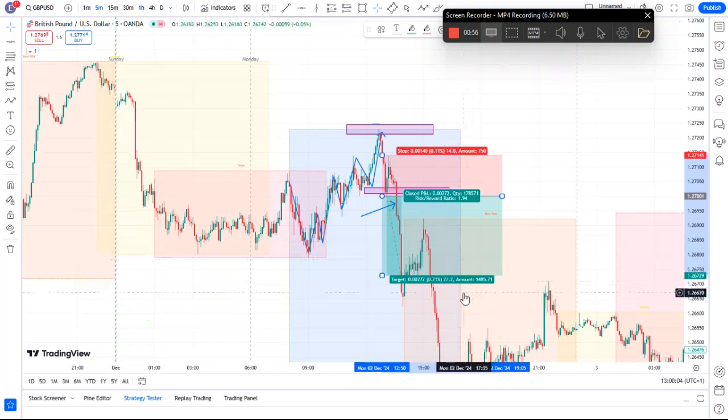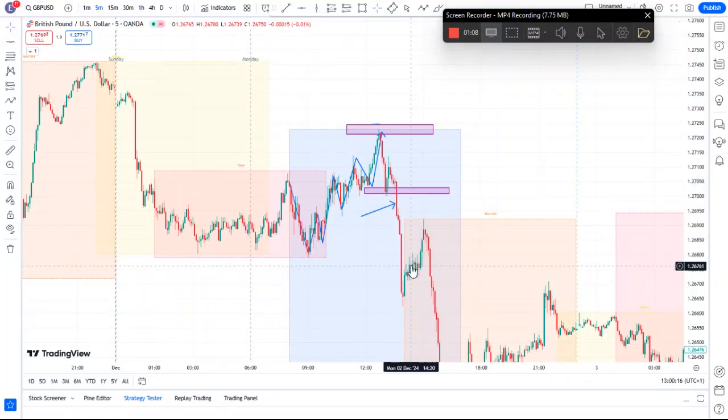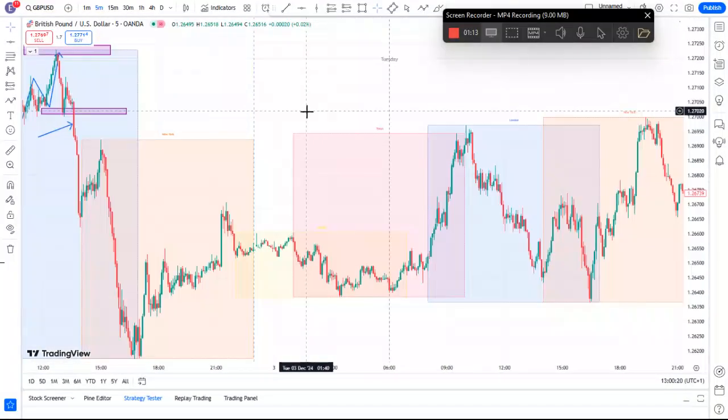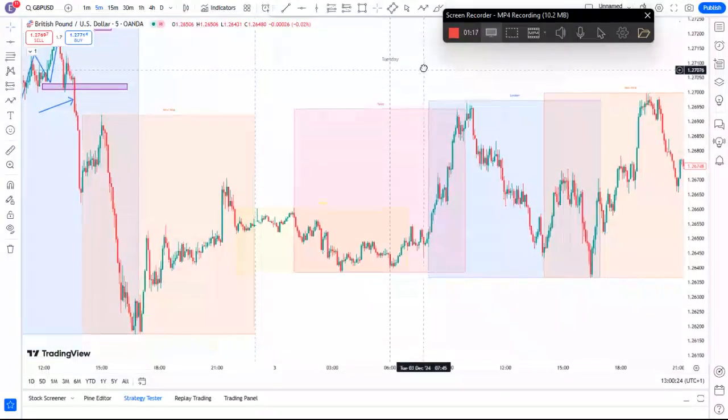Now, depending on your risk to reward ratio, depending on your capital, you can aim 1 to 2 or few pips and get out of the markets. I hope you guys are following up with this strategy. Now let's look for another example. Let's go to the next day, which is Tuesday, 3rd December 2024.